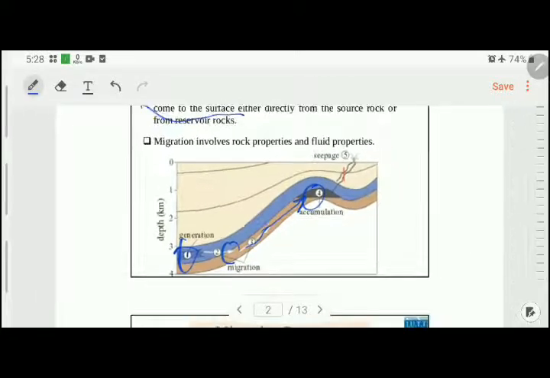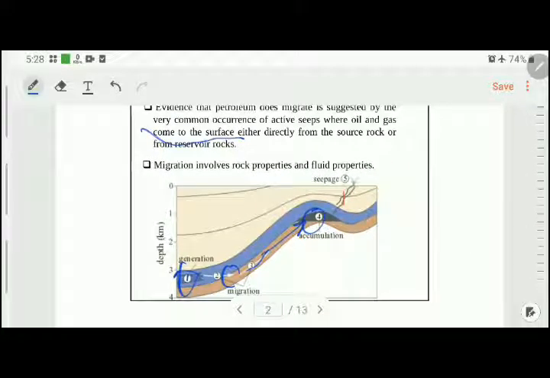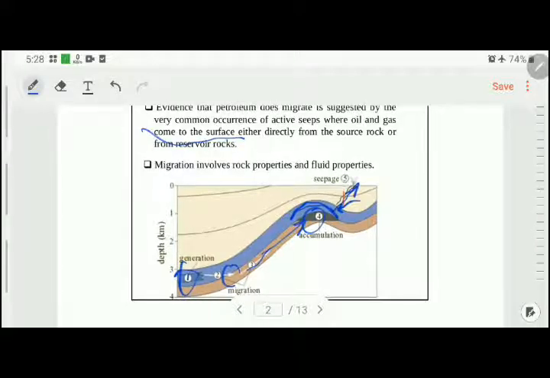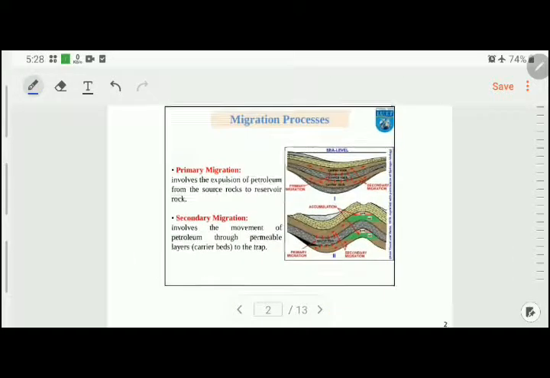And then the migration here can be stopped by the seal rocks, which cap or seal the oil and prevent it from migrating. But sometimes there are some areas in the cap rocks which are permeable to that oil, so the oil seeps to the surface, and this is one type of the migration of petroleum.